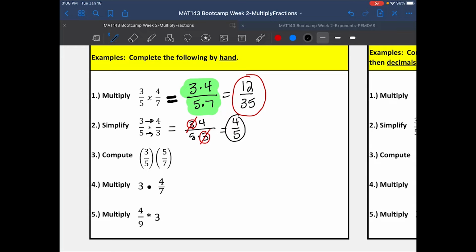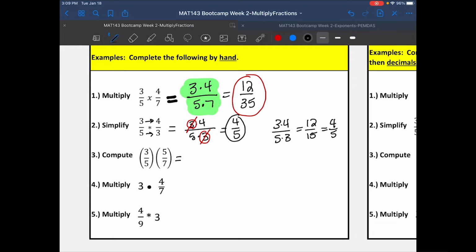Now, if I had not reduced that 3 out, I would have gotten 3 times 4 over 5 times 3. I would end up with 12 over 15. And then I'd have to go through all the factors of 12 and 15 again. And then I would say, oh, that reduces to 4/5. So if we do what's called cross reducing first, that's going to help us get to our solution faster.